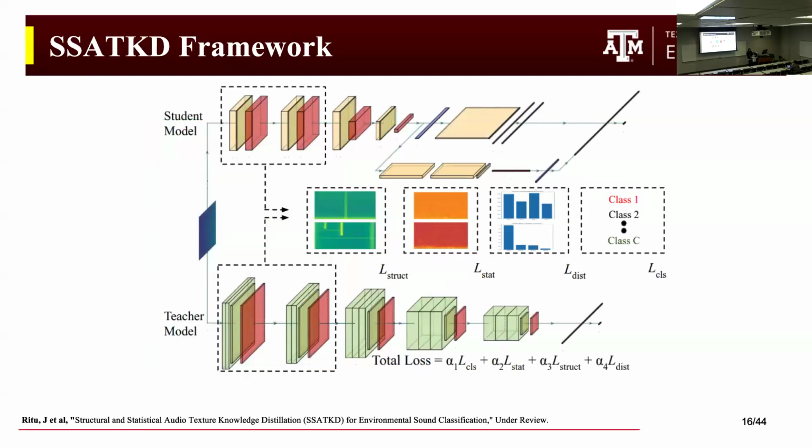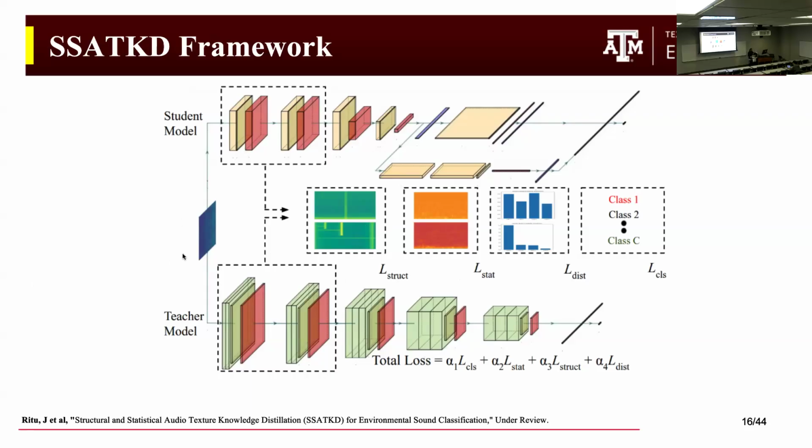Here's the overview of the whole SSATKD framework. We have a student model up here, and we have a large teacher model. It can be any large CNN model or any foundation model like HuBERT, Whisper, and Wav2Vec2. In normal distillation, after the last output layer, we distill the knowledge from the last output layer of the student and teacher. That's the regular distillation loss. But along with this distillation loss, I will have two more losses, one for statistical texture and one for structural texture.